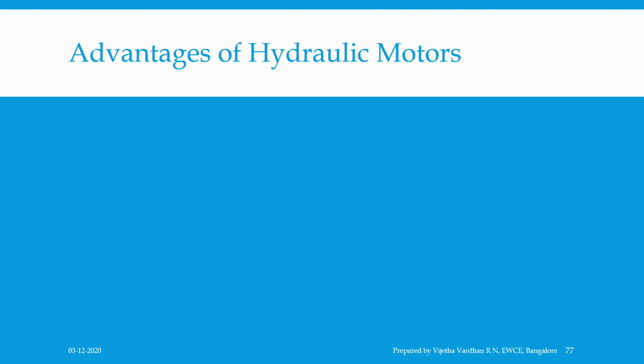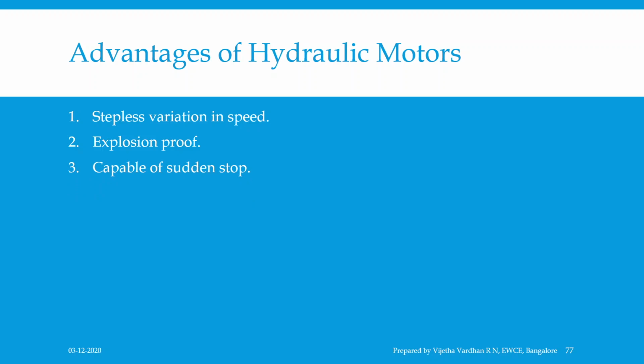Then coming to the next concept, the advantages of hydraulic motors, which are as follows. Stepless variation in speed, which can be achieved by varying from 0 to the maximum available in the motor. A very simple adjustment controls the complete speed range. Then, it is explosion proof and requires no electrical connection except to hydraulic lines. And it is capable of sudden stop without damaging the mechanism, which can be achieved by using a check valve.